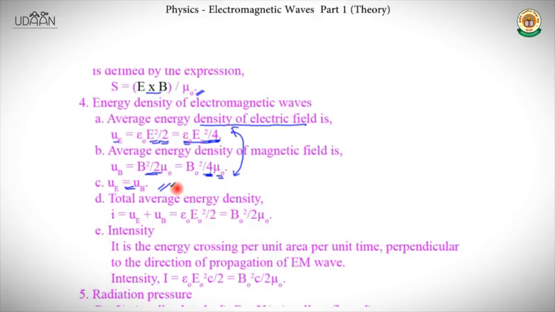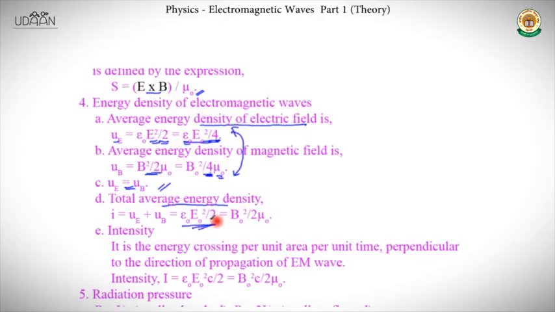Right. The next thing we are going to discuss is the total average energy density. So what do you think total energy would be? It is the sum of the electric field and the magnetic field average energy densities, because the energy of the electromagnetic waves is transported in the form of electric field and magnetic field. So obviously the average energy density would be the sum of both these. Right. So it is epsilon naught E naught square by 2.